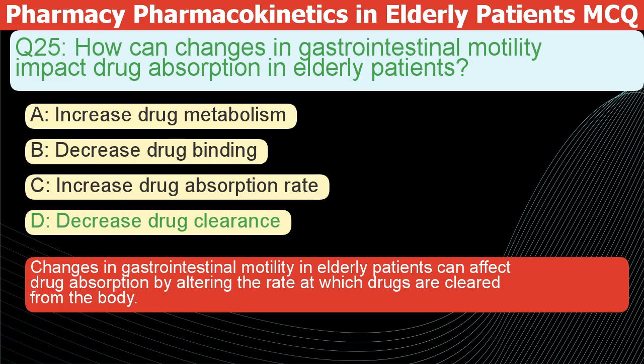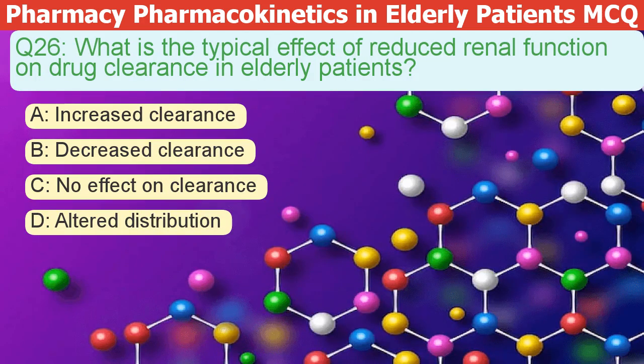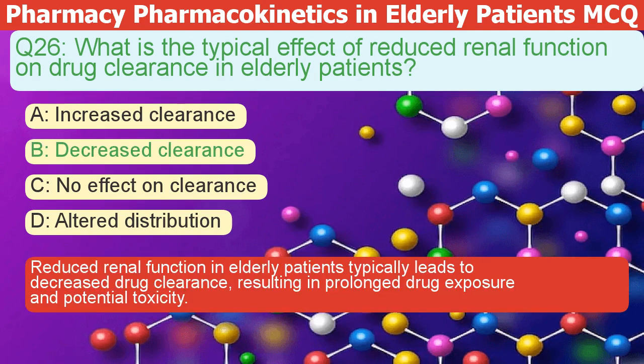from the body. What is the typical effect of reduced kidney function on how the body gets rid of drugs in older adults? A. Increased clearance. B. Decreased clearance. C. No effect on clearance. D. Altered distribution. The correct answer is B. Reduced renal function in elderly patients typically leads to decreased drug clearance, resulting in prolonged drug exposure and potential toxicity.